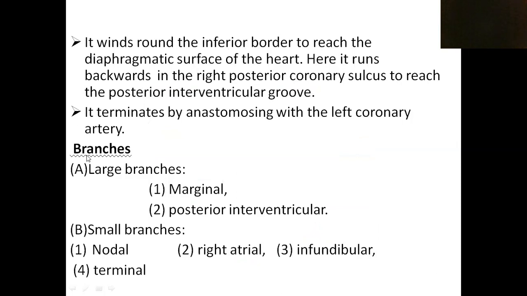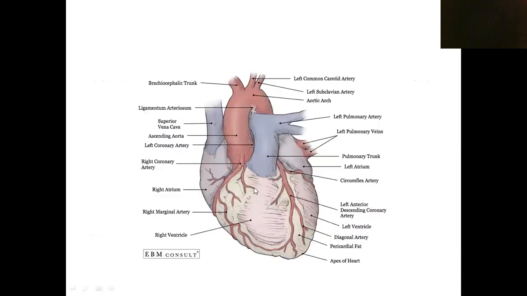Now we are going to discuss the branches. What are the branches? Basically two types of branches, based on the size: large branches and small branches. What are the large branches? Marginal branch and posterior interventricular branch. We'll see that. See, this is our right coronary artery. When it reaches the inferior border, near this margin, here it gives a large branch. That is the marginal branch.